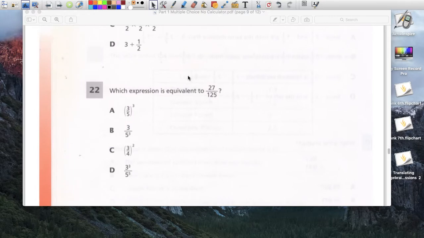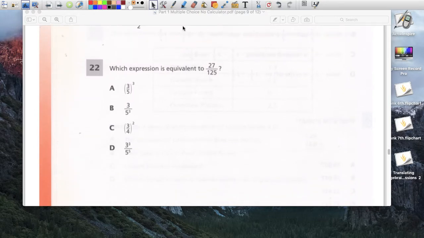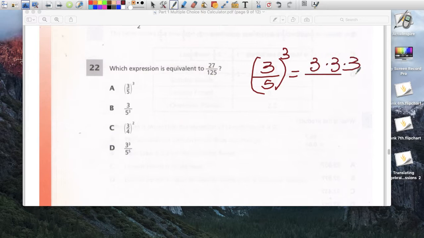22. Which expression is equivalent to 27 over 125? Well, 27 over 125. So let's take a look at the first one. 3 fifths to the 3rd power. Is that the same as 27 over 125? Well, this is 3 times 3 times 3, and at the bottom is 5 times 5 times 5, right? 3 fifths times 3 fifths times 3 fifths. 3 and 3 is 9, 9 and 3 is 27. 5 and 5 is 25. 25 times 5 is 125. So this is definitely equivalent.